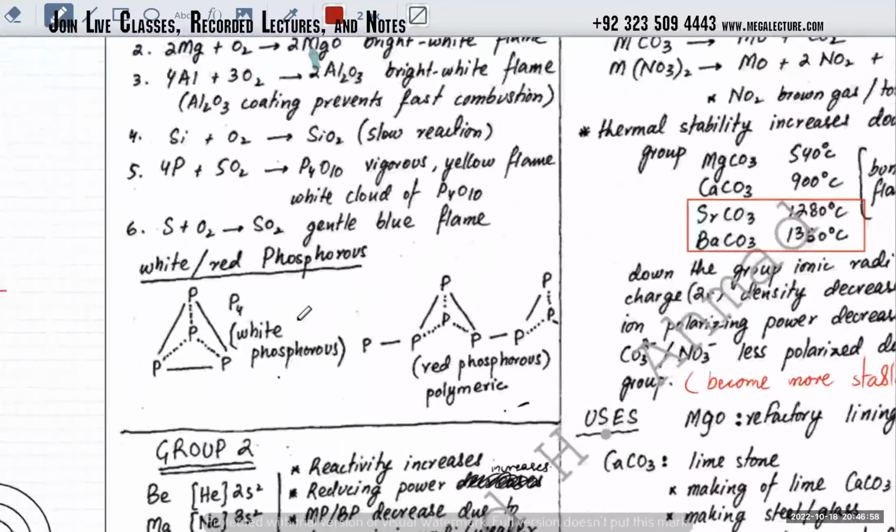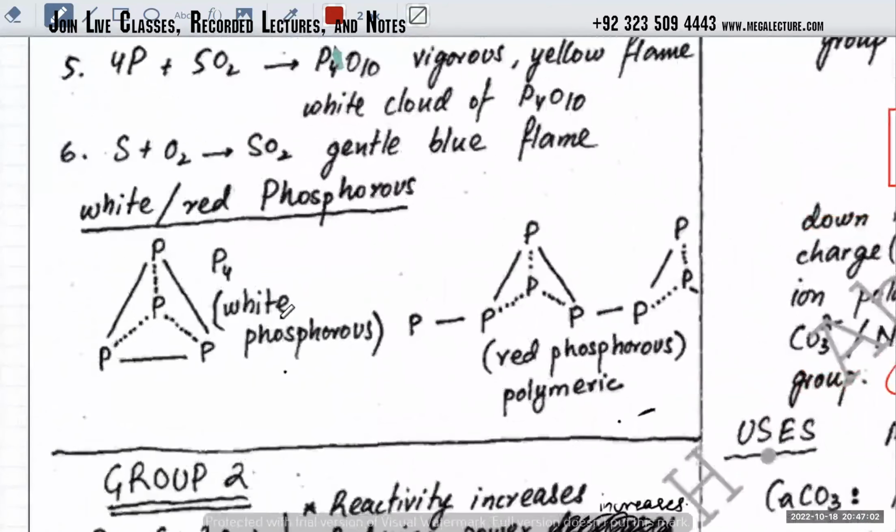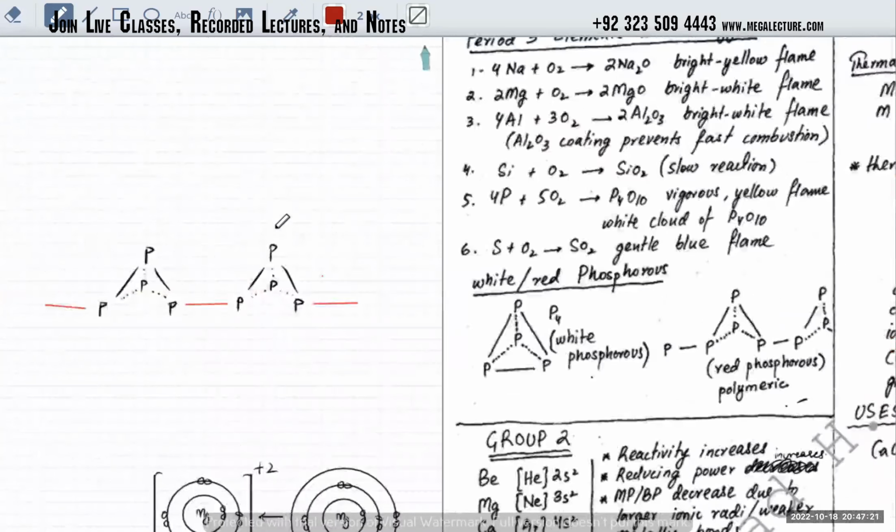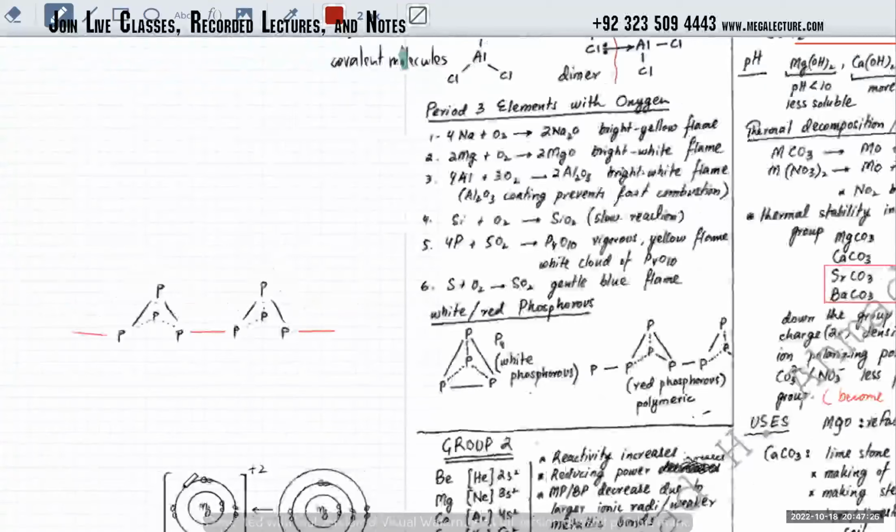Okay, we did the structure of phosphorus before. So there are two forms of phosphorus. There's just some additional information. Phosphorus is P4, and there's another version of phosphorus which is a polymeric form of phosphorus, where the ends of the phosphorus bond with the other one, so they form this polymeric form of phosphorus. Okay, so that's about it. That's all period 3 elements.